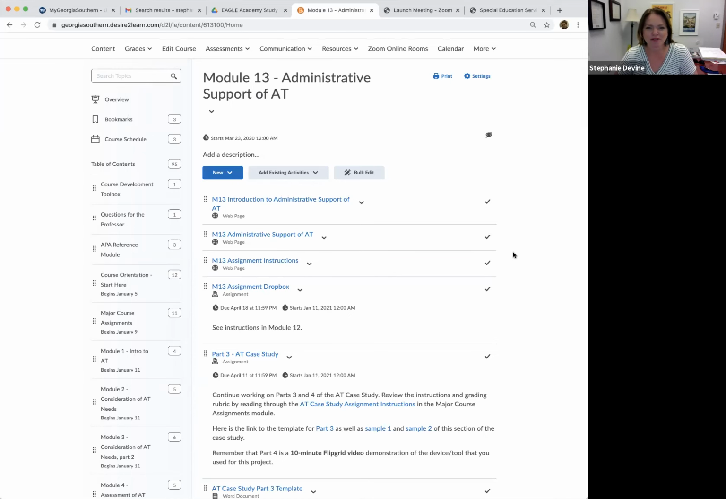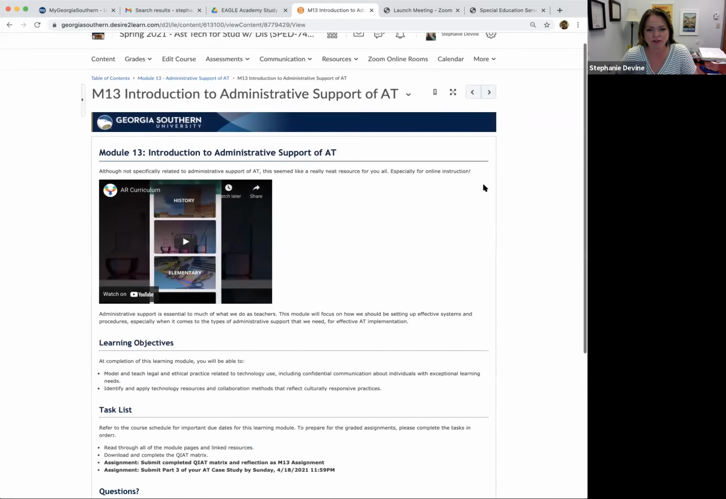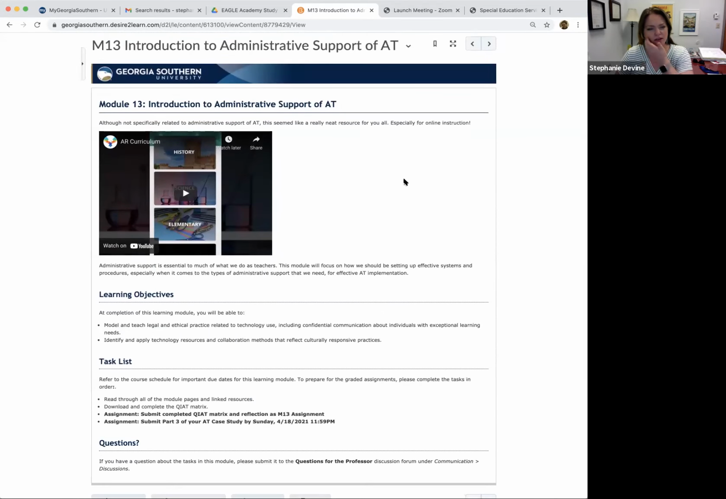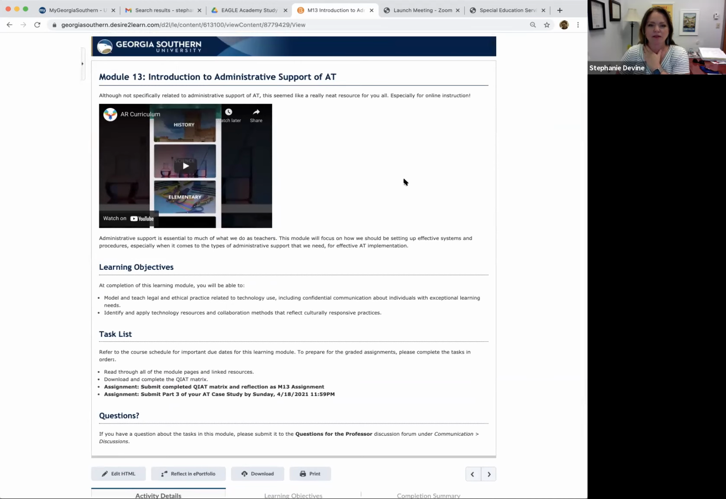Hey everyone, and welcome to Module 13. Administrative Support of AT is what we're going to focus on today. Let's go quickly through our intro here. The basic tenets of this module are that you're going to be thinking about how your administration supports the use of AT and program evaluation as far as AT goes.